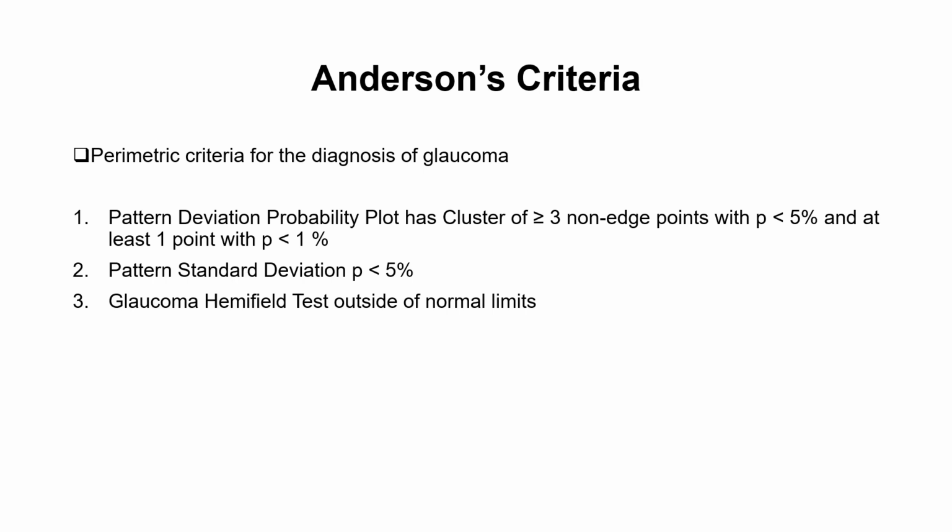with probability less than 5%, at least one of them with probability less than 1%, which means that for this point there is 99% certainty that it is abnormal. The second is pattern standard deviation probability less than 5%, and the third is the glaucoma hemifield test outside of normal limits. So if you see these 3 points together, this confirms the perimetric diagnosis of glaucoma.